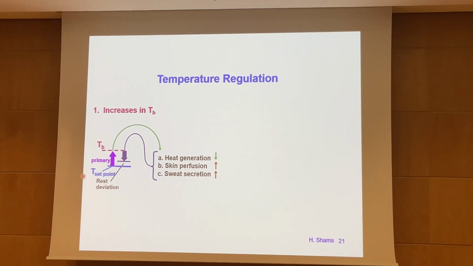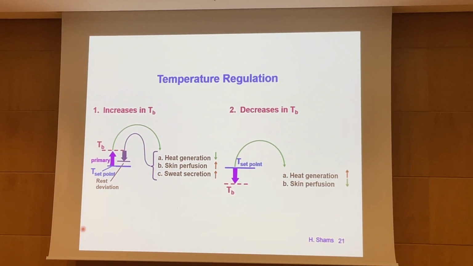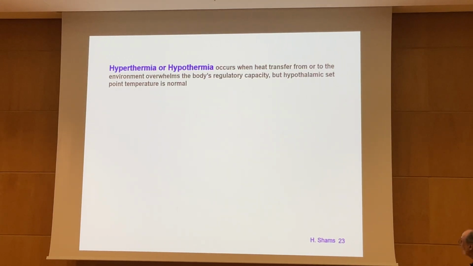The opposite is true if your body temperature is lower than set point. Here is the set point temperature, and the body temperature is lower. Now, the body should be warmed up. Which mechanism do you use? You increase the mechanism for heat generation, and you decrease the mechanism for heat dissipation, which is you reduce skin perfusion and you reduce sweating. Very simple. That is the way that the body regulates the whole thing.